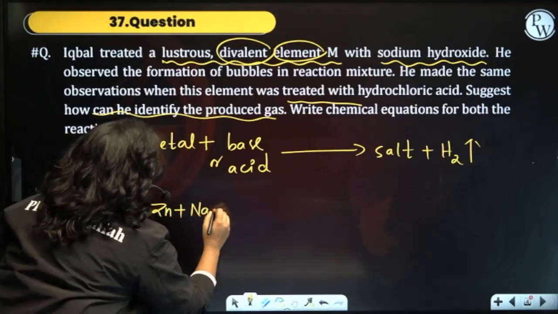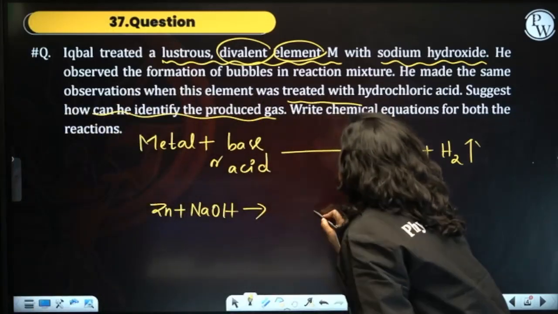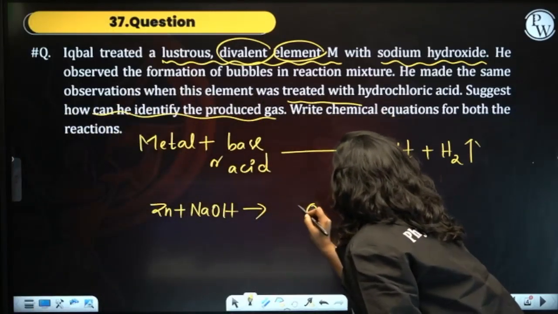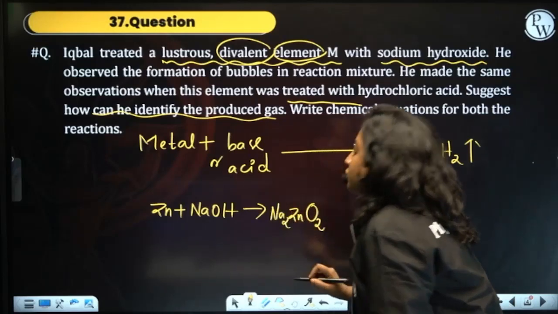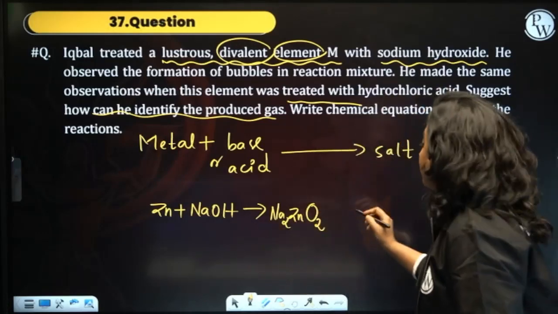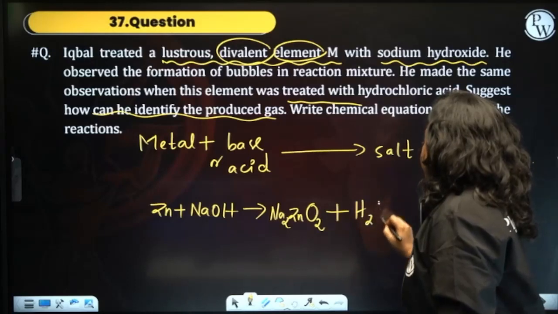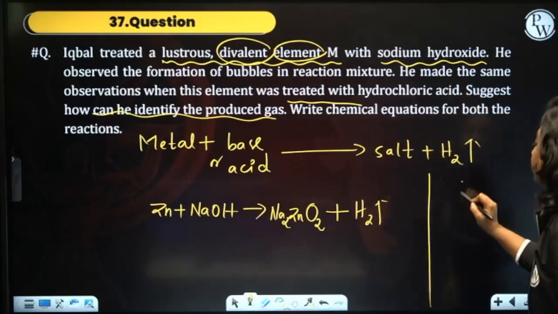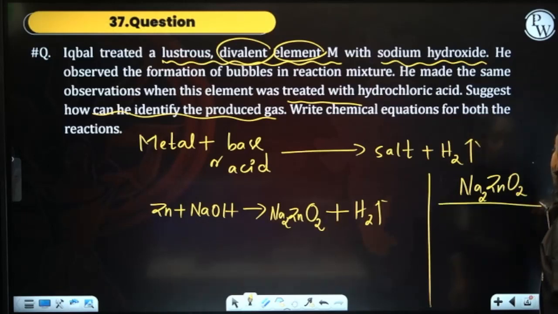Zinc with sodium hydroxide. When zinc is reacting with sodium hydroxide, there are 2 oxygen, zinc is the guest, and 2 sodium also will come. So it forms sodium zincate, Na2ZnO2, plus hydrogen gas. Now, how did you get the product Na2ZnO2? Tell me. How did I teach you?